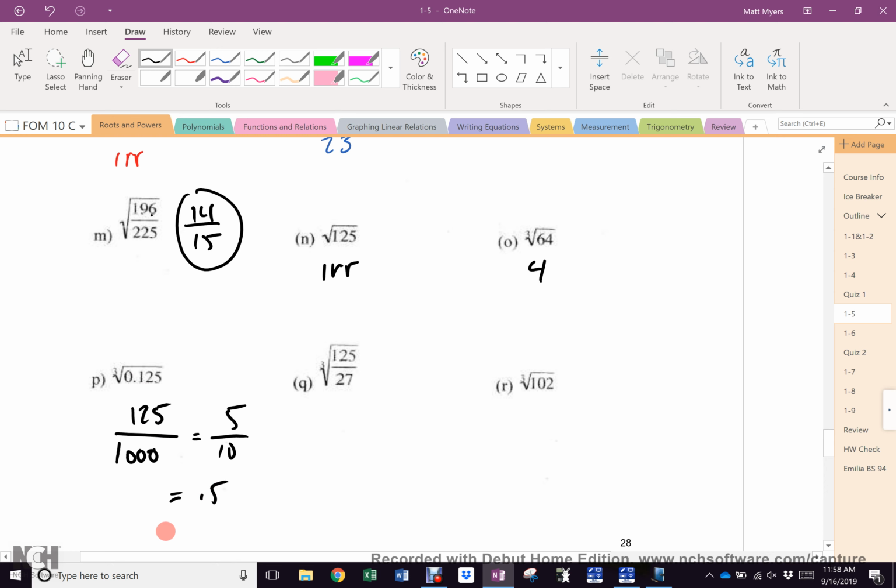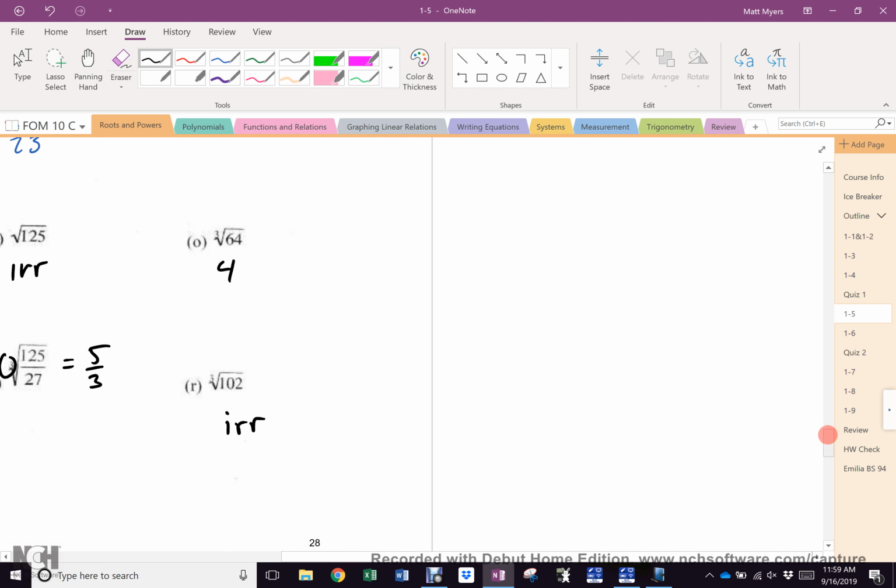It's either 0.5 or 1/2, right? This one, same as M, but it's cube roots. So that's 5 over 3. And this one is irrational because that is not on our cube root list. Everybody cool? And when I say cool, I mean you understand what's going on here. Maybe you can't do it every time, but you understand what's going on, yeah?